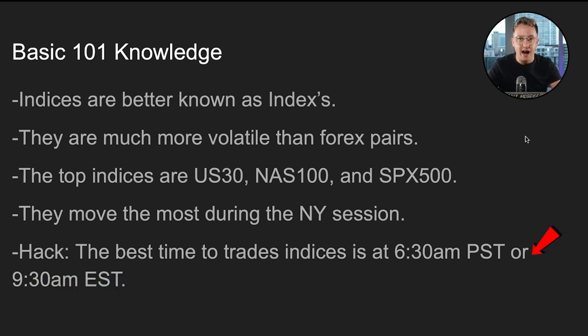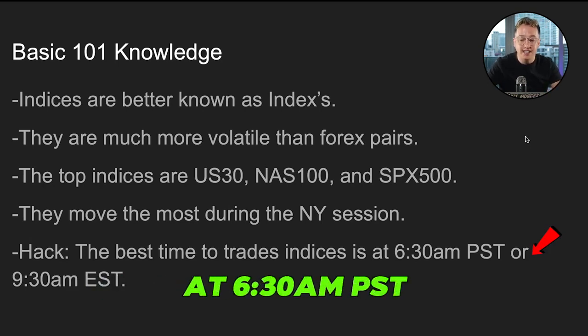This is a major hack though. The best time to trade indices is at 6:30 a.m. PST or 9:30 a.m. EST. Why? Because at 9:30 a.m. EST, that is when the market opens up for the US economy.